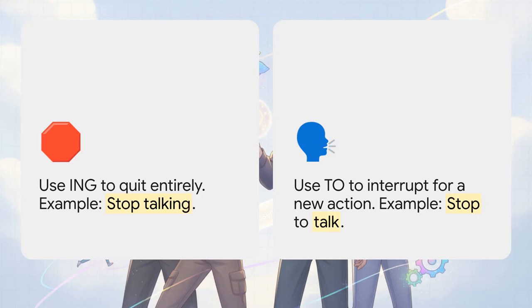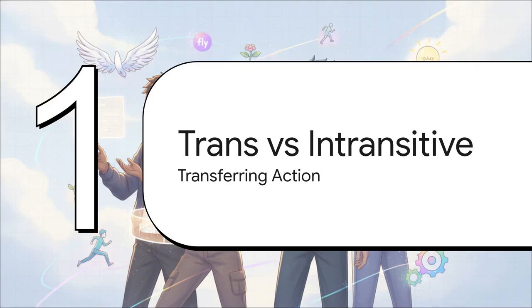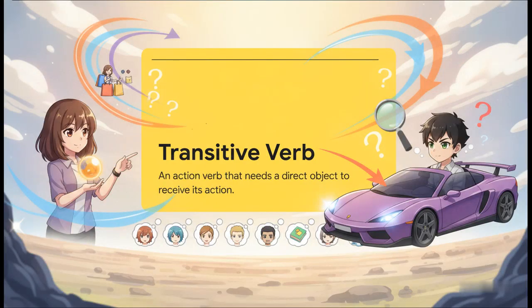So one tiny structural choice creates 2 completely different realities. How wild is that? Next up is Section 4, Transitive and intransitive verbs. Time to transfer the action. So, a transitive verb is essentially an action that's just incomplete without a direct receiver. It demands to transfer its energy over to a direct object.